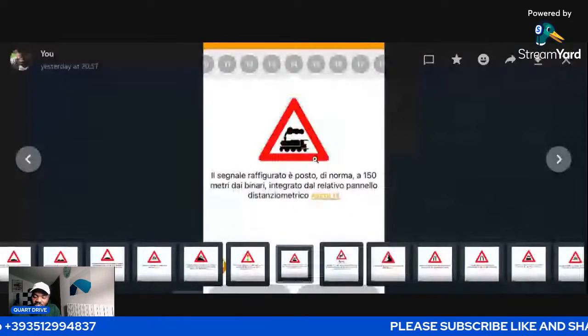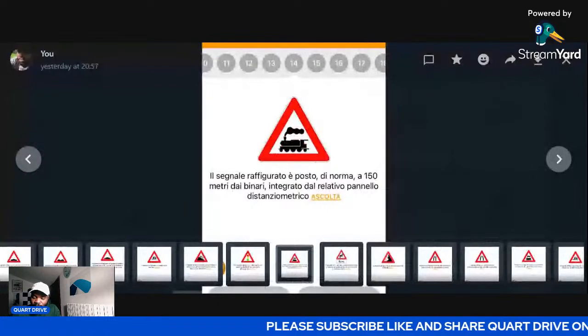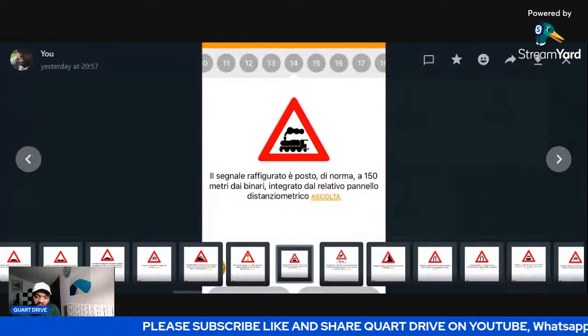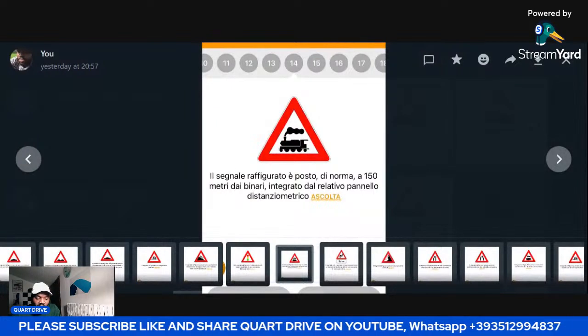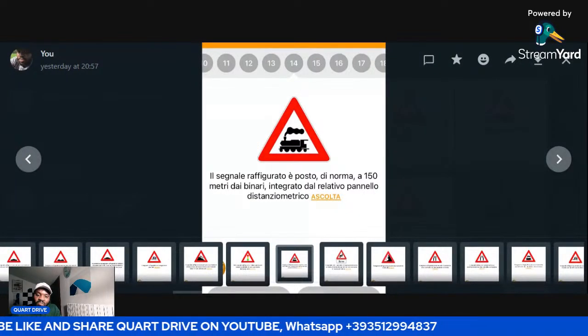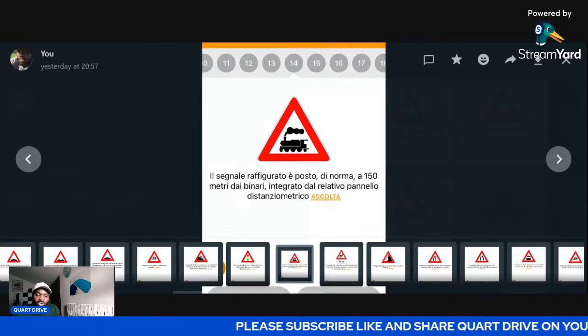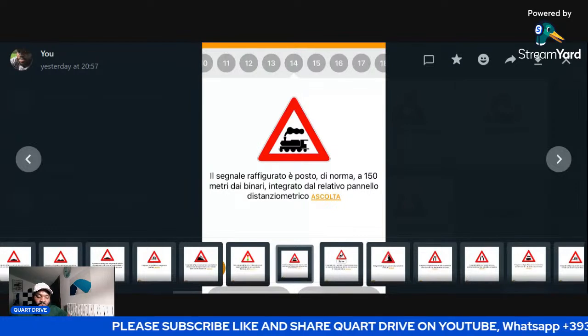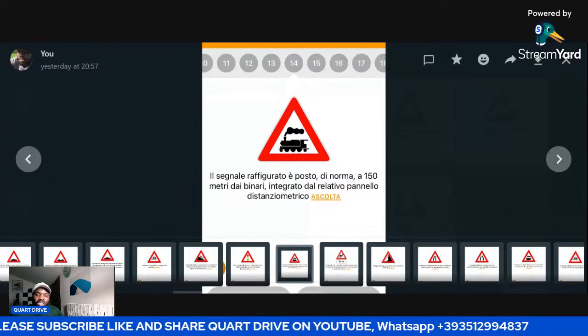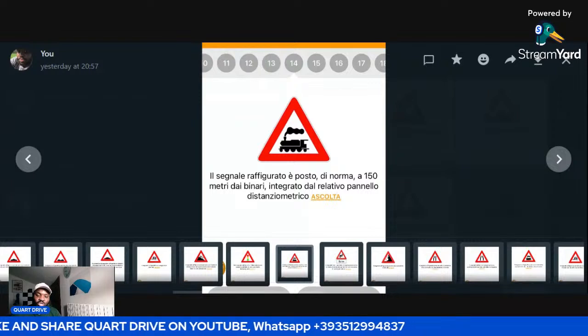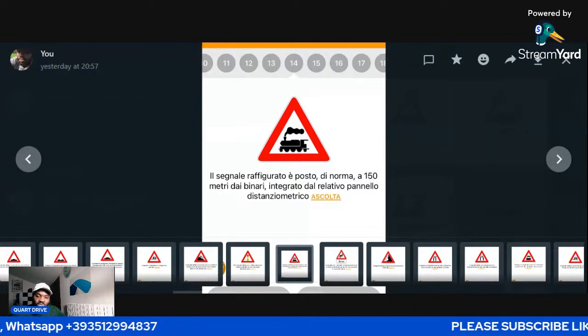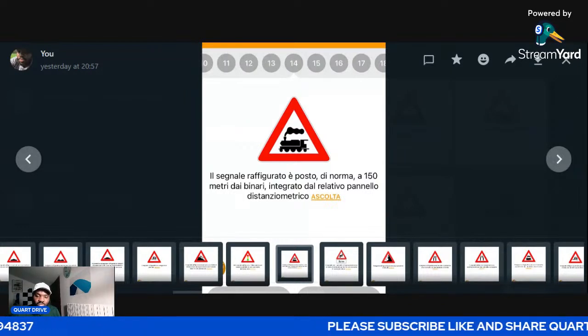I think we have to manage how the questions are going here. The important thing is to get understanding. This question here is talking about ferroviaria. It says il segnale raffigurato è posto di norma 150 metri da binario integrato dal relativo pannello distantemetrico. So this one is vero. They normally put this in a place which indicates that there is passing of a train and a train lane available at that particular point. So this 14th question is vero.